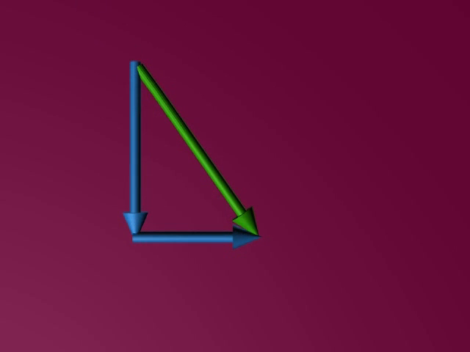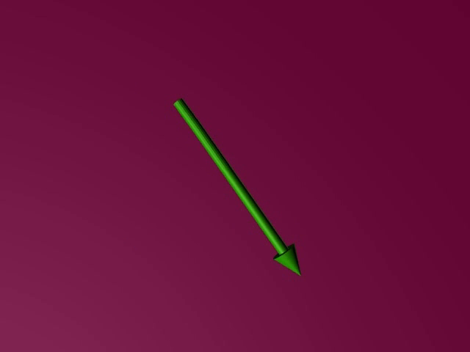Next, draw an arrow connecting the two previous vectors. This new arrow is placed tail to tail and head to head. This new arrow is your vector sum. It represents the new motion of an object with the previous component forces acting upon it.